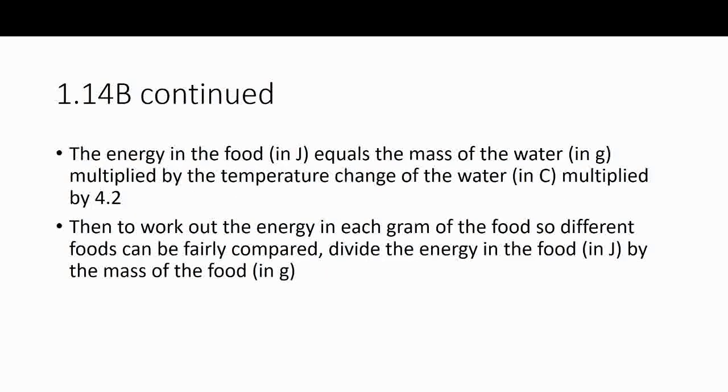The energy in the food, in joules, will equal the mass of the water, in grams, multiplied by the temperature change of the water, in degrees C, multiplied by 4.2. Then, to work out the energy in each gram of the food, so different foods can be fairly compared, divide the energy in the food in joules by the mass of the food, in grams.